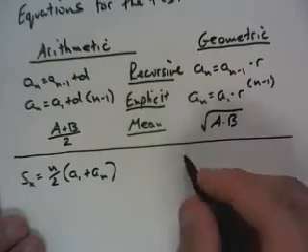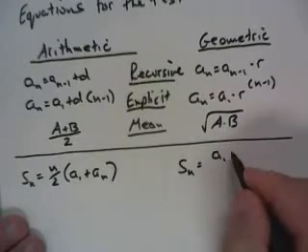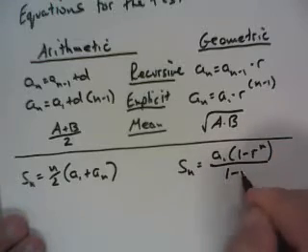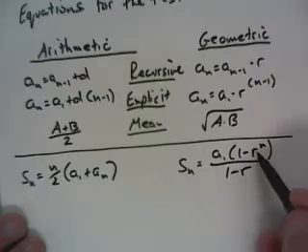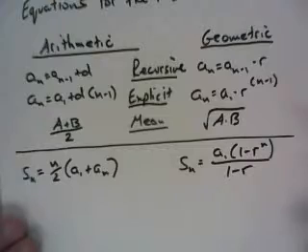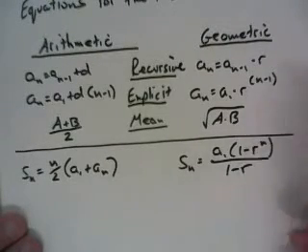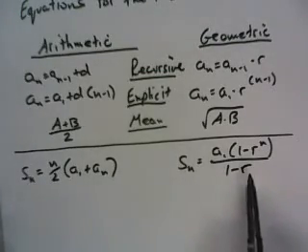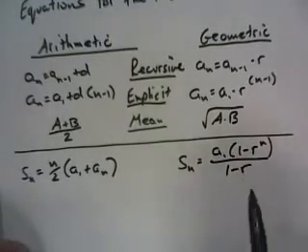Geometric series are a little bit more complicated because we can find a finite one using this formula that we developed in class, a sub 1 times 1 minus r to the nth over 1 minus r, where r is the common ratio, n is the number of terms, and a sub 1 is the first term. This works if it's a finite one. Remember, finite geometric series can diverge or converge. It doesn't matter. We can find the sum either way.